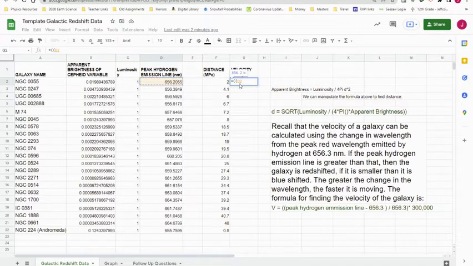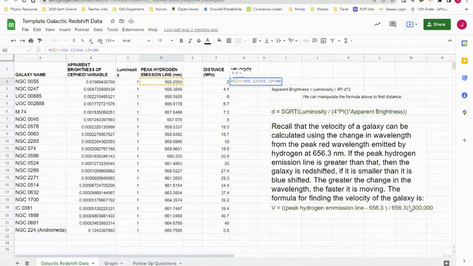Okay, so I come back over here and I see that's my peak hydrogen emission line. And then I'm going to hit minus 656.3. So minus 656.3. I'm going to end parenthesis. So shift 0 to end the parenthesis. And then I'm going to divide it by 656.3. So divided by 656.3. And then I'm going to end the parenthesis. And then I'm going to hit times the shift 8. And then I'm going to enter the number 300,000.